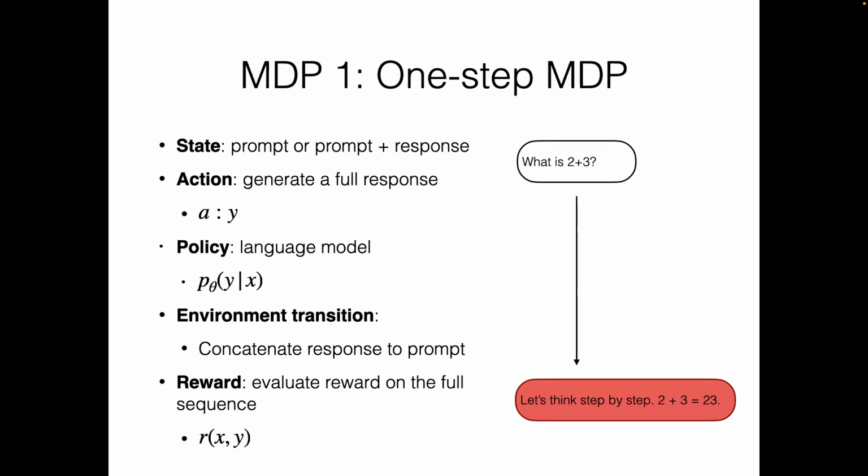Then the reward: we just have a single action and two different states. So basically all you can do is evaluate reward on the full response, or on the full generated sequence. You could view this as being some reward function which takes in x and y. This is simple, but surprisingly, we're able to use this one-step MDP for tasks like math problem solving and for reversing the string. So it's surprisingly useful.